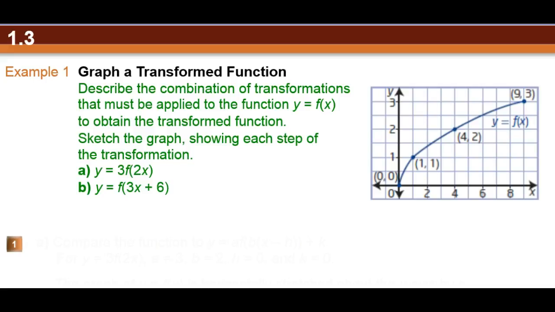Can I erase that? Perfect. When we're looking at A, it says y is equal to 3 f of 2x. So we need to say what is happening first in this. What's the 3 to start with? Yeah, so it's a vertical stretch, right?